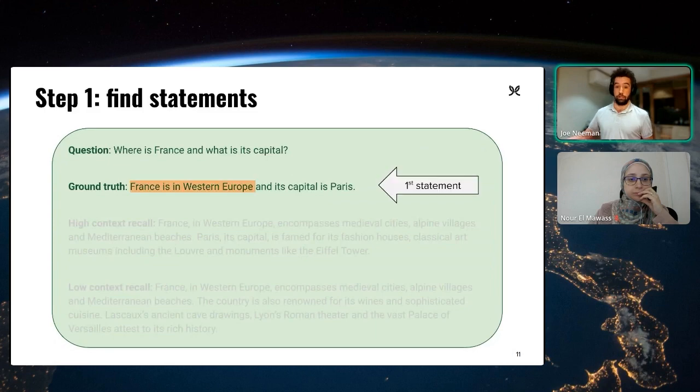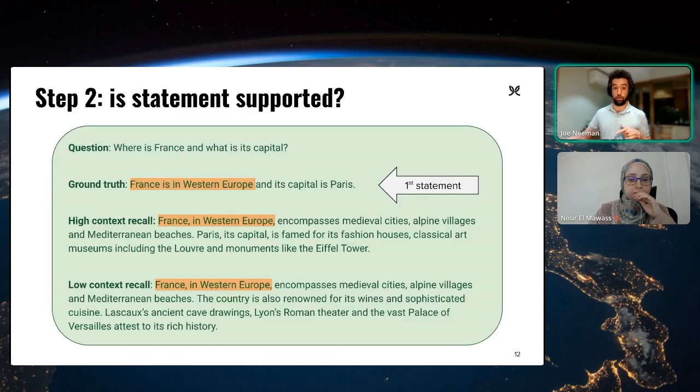So the first thing that you need to do in order to evaluate the context recall is to figure out the denominator. So you've got to look at the ground truth and say, what are the factual claims in the ground truth? So here in this ground truth, we have two factual claims. The first factual claim is that France is in Western Europe. And the second factual claim is that France's capital is Paris. And so then we go to the two recalls.